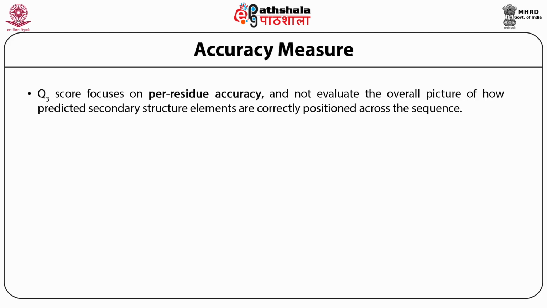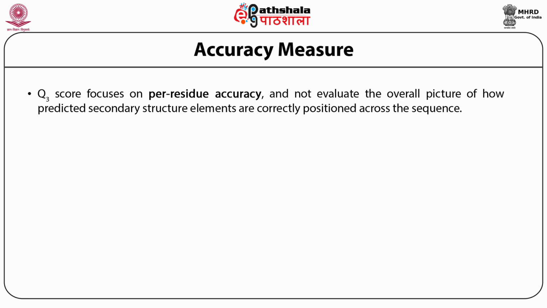For example, if you predict every residue in a helix dominant sequence like hemoglobin to adopt a helical conformation with an accuracy of 80%, this number is an uninformative prediction. It is not very useful in understanding the overall topology of this protein.